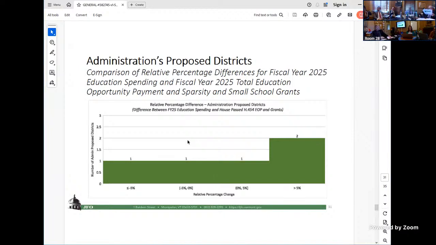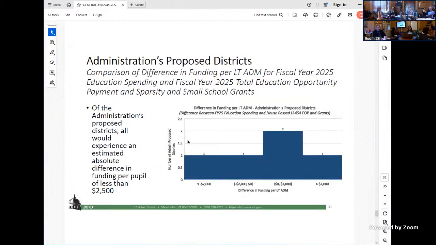Again, same way of visualizing the information we were just looking at in the table here. And in this version, we see that across the 5 districts, all would see an absolute difference in funding of less than 2,500 per pupil.